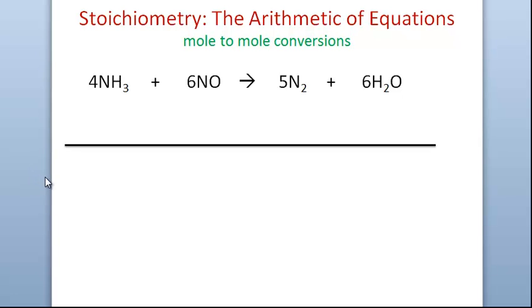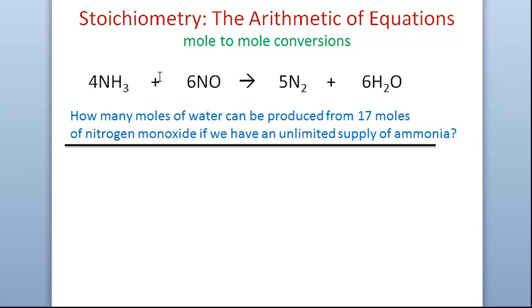Okay, here we go with a continuation of the introductory presentation on stoichiometry. So the third question that I'm going to pose regarding this reaction is the following. How many moles of water can be produced from 17 moles of nitrogen monoxide if we have an unlimited supply of ammonia? Okay, so this time we have an excess of ammonia, so we don't have to worry about running out of this stuff, but the nitrogen monoxide is what we have a limited supply of.